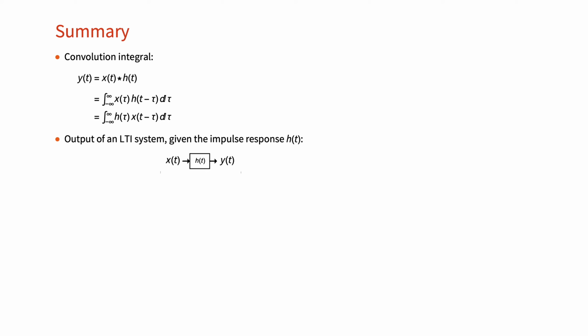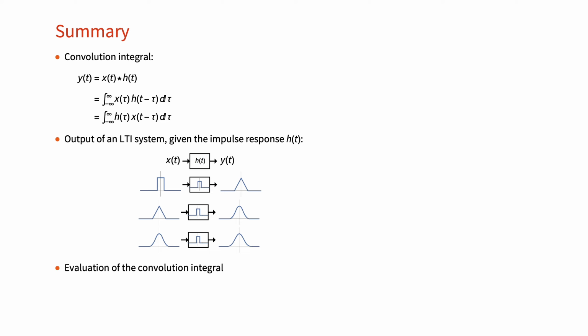In this lesson, we analyzed the convolution integral and showed how it could be used to find the output of an LTI system for any signal x of t, given that we have the system's impulse response. Through some visualizations, we saw how the convolution works and how it could be computed using a divide and conquer method.